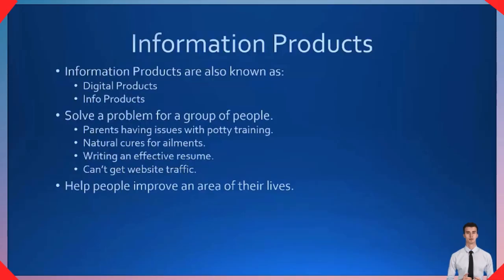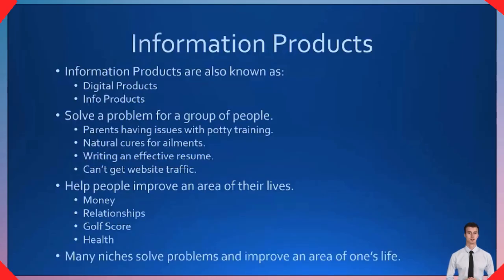Help people improve an area of their lives, and that's what an information product is about: solving a problem or helping them improve an area of their life. So improve their money, how much money they save, how much money they make, how much money they invest, how much money they're making in their own business, how much traffic they're getting, which then will increase their bottom line. Help people improve their relationships, their golf score, so they're not embarrassed on the golf course anymore, or so they close more business deals on the golf course. Health. You can actually improve people's health, how they view themselves, their self-worth, those kinds of things.